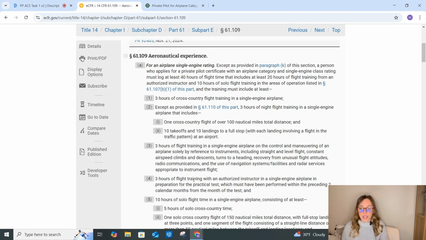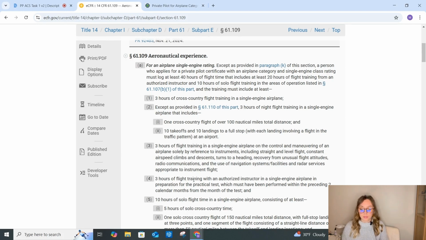So here it says that a person who applies for a private pilot certificate with an airplane category and single engine class rating must log at least 40 hours flight time. That's just a blanket 40 hours. It doesn't specify 61 or 141, so that's 40 hours. 20 of those hours need to be with an authorized instructor, so a CFI. 10 of those hours need to be solo.